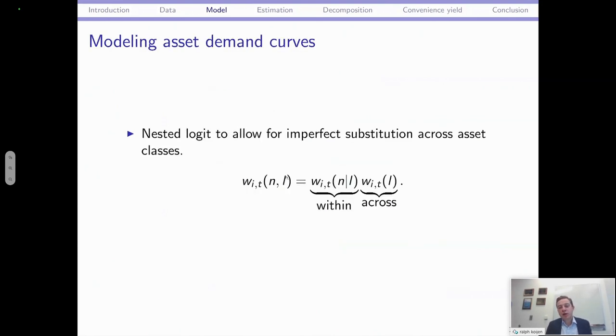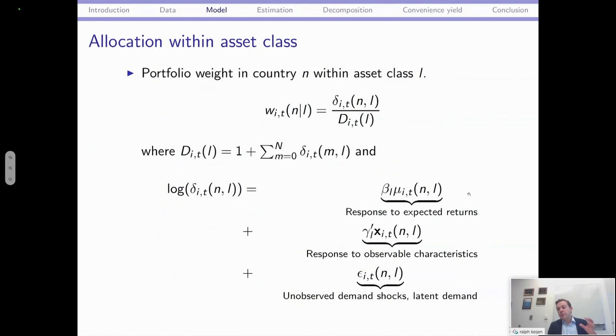Okay, so our demand is going to have two components. One is an allocation across asset classes, so an allocation across, let's say, equity markets and bond markets. And then the second part is within a given asset class, your allocation across countries, so between, let's say, the UK and Germany. We allow for this separate structure to give us more flexibility and to not assume that markets are perfectly integrated. If markets were perfectly integrated, it would be a special case, and we would be able to estimate that. So how are we going to model the demand in a given asset class across countries?